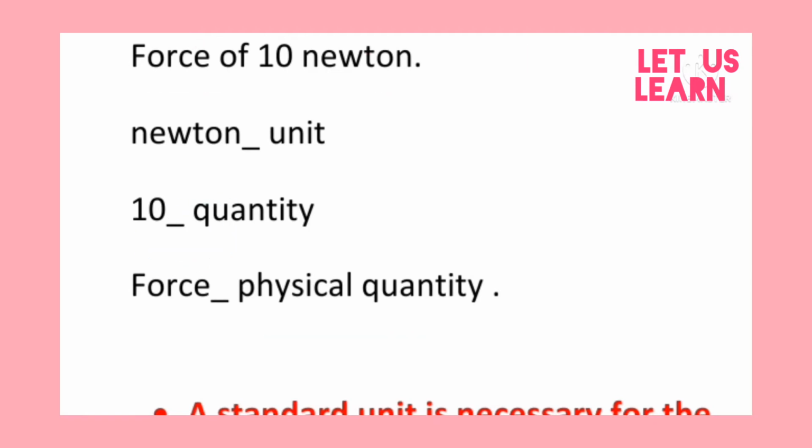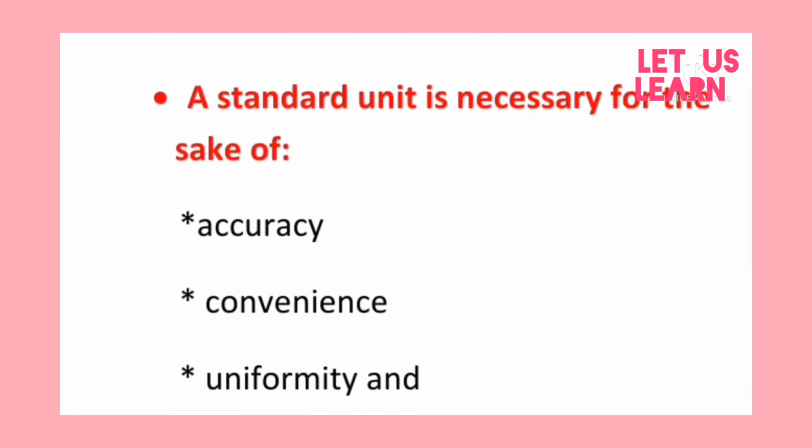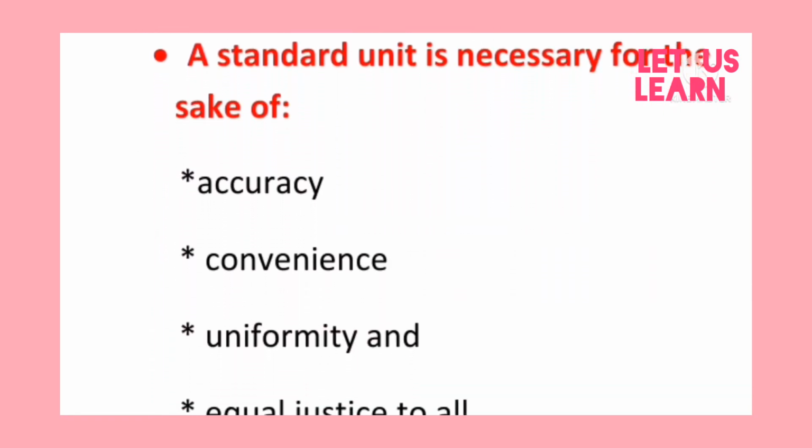Now, what is the purpose of having a standard unit? Standard units are necessary for the sake of accuracy. It must be accurate; in measurement, we cannot say more or less. It must be convenient to measure. It should not be that today it was of so much and tomorrow it has changed. It must also have uniformity. It must be the same, providing equal justice to all. So these are the main points for why a standard unit is necessary.